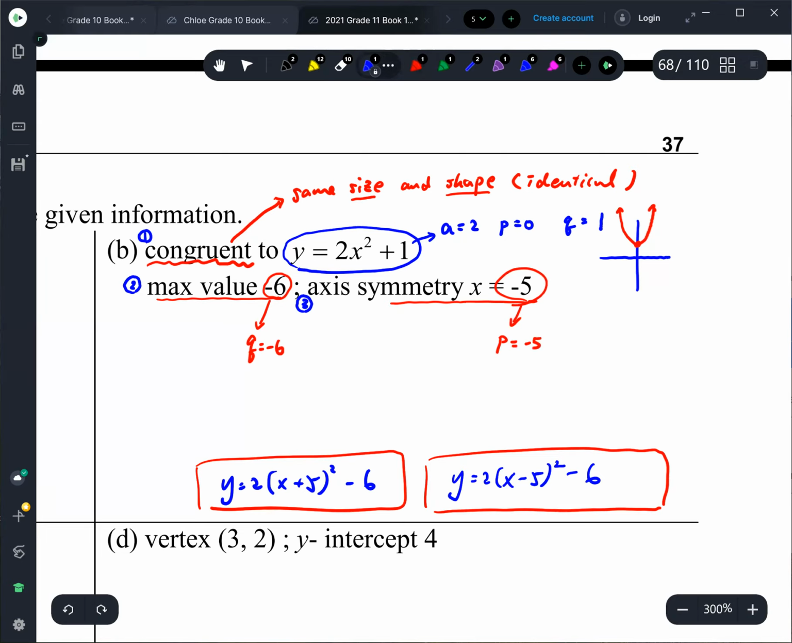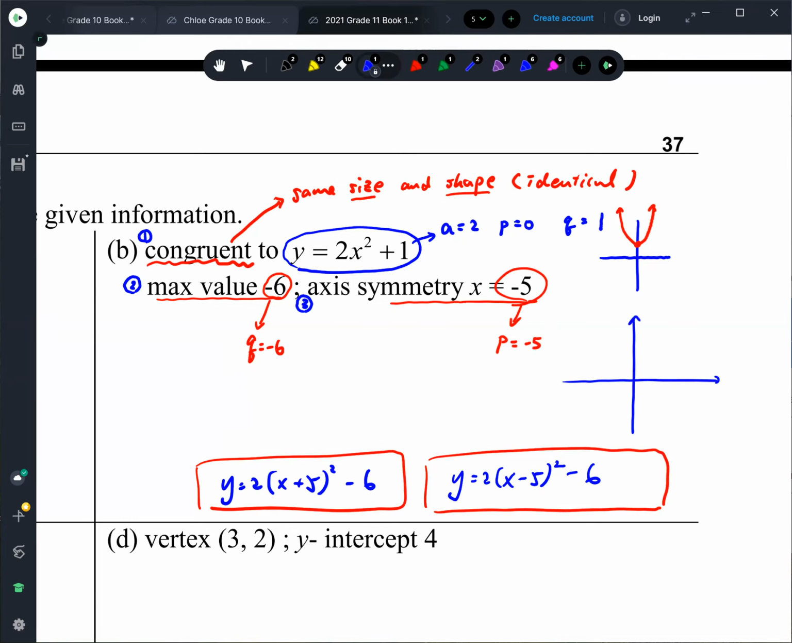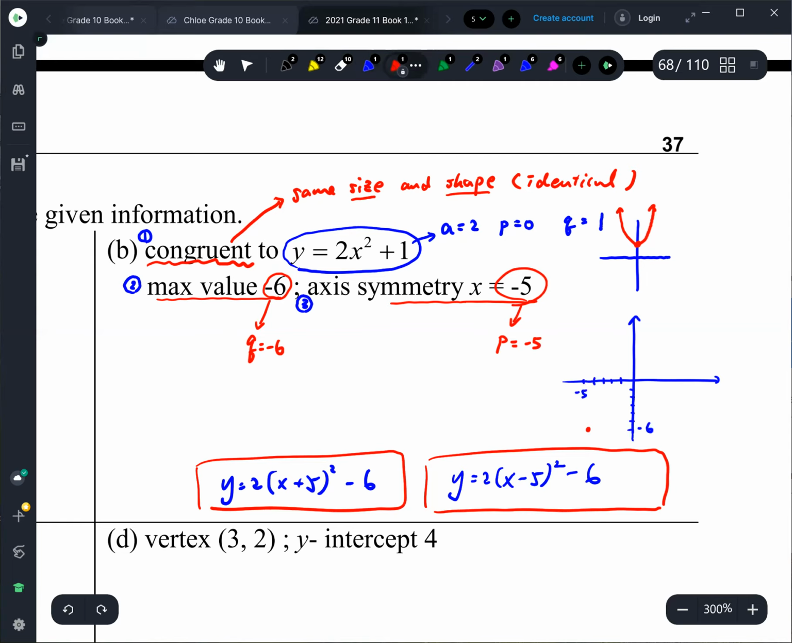So if we try to draw it out now, vertex is at -5, 1, 2, 3, 4, 5. And -6, 1, 2, 3, 4, 5, 6. And we have a vertex there, has the same shape as 2x squared plus 1.